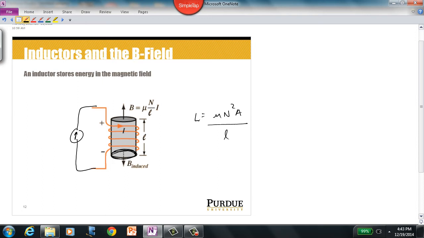So we've got magnetic permeability mu times N squared over A divided by L. That just gives us the inductance, and the total energy is therefore E equals 1/2 L i squared. So it's very similar to the capacitor, which was 1/2 C V squared. The energy stored in an inductor is related to the magnetic field, and therefore the current. Energy stored in a capacitor is related to the electric field, and therefore the voltage.